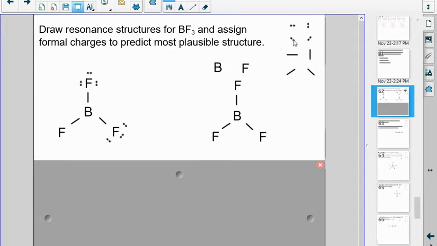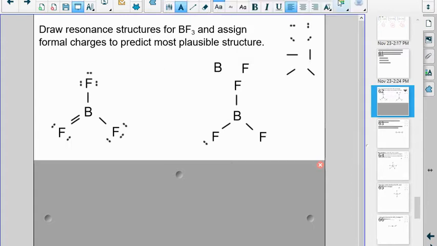So what I can do, just like we've been doing, is I'm going to choose one of the fluorines, and I'm going to end up making a double bond with one of those. All right, I'll take a bond, move it in here. Now I have a double bond. All right, assign formal charge.